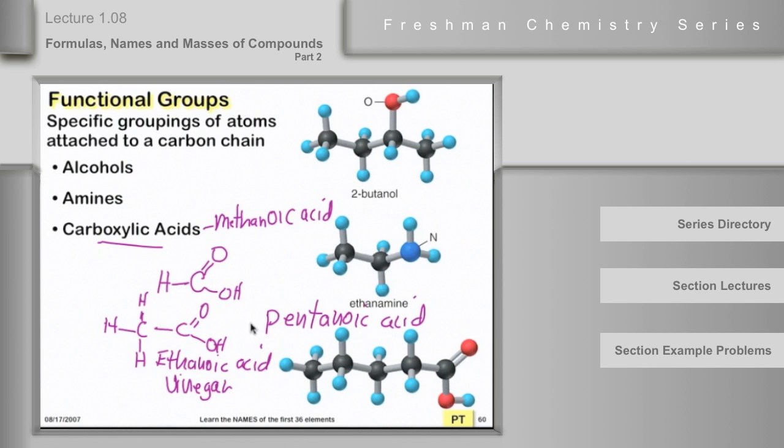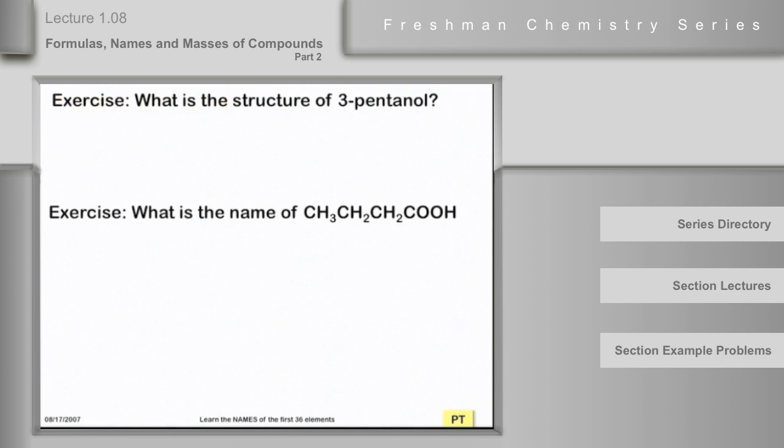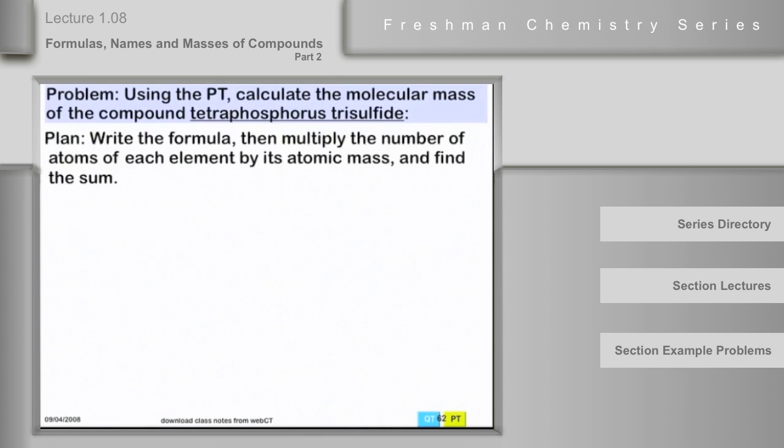Okay, I'm going to skip one slide, and I'm going to go to this one. The last thing in the chapter has to do with calculating the molecular mass of a compound. Once you know how to connect the name to the formula, you take the name, you make the formula, and you multiply the number of atoms of each type by its atomic mass and find the sum. So that will give you the molecular mass.